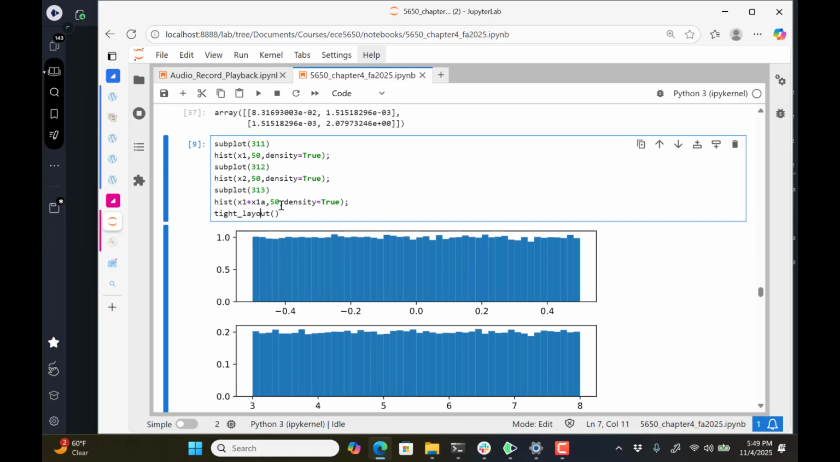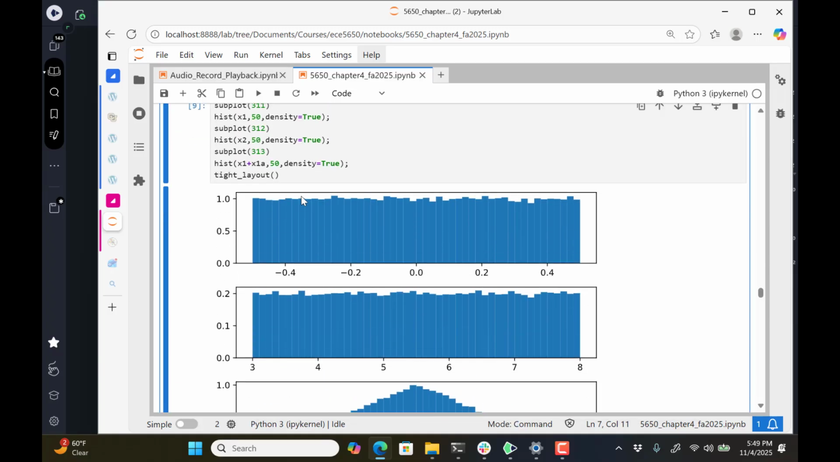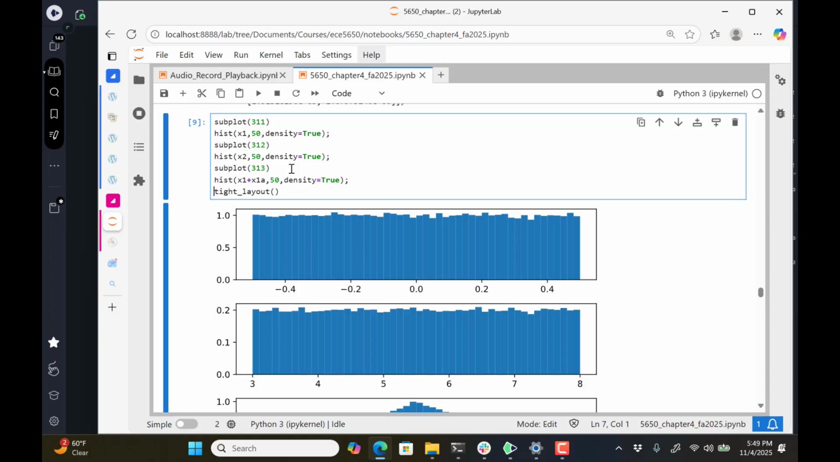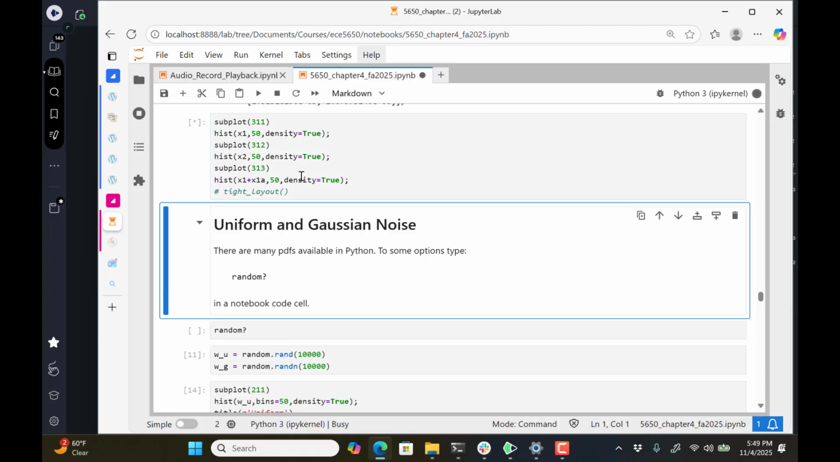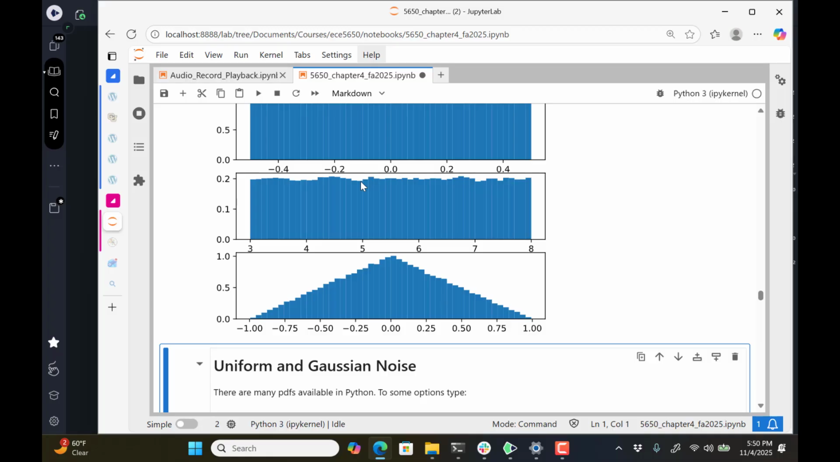What does tight layout say? If that makes any sense to you, to exclude an artist is a term for how it's drawing the picture on the axes from the bounding box calculation. All I know is that it cleans up the plot if I don't use it. I did demo this once before, didn't I? If I turn that off, they tend to be all squished together is what happens.